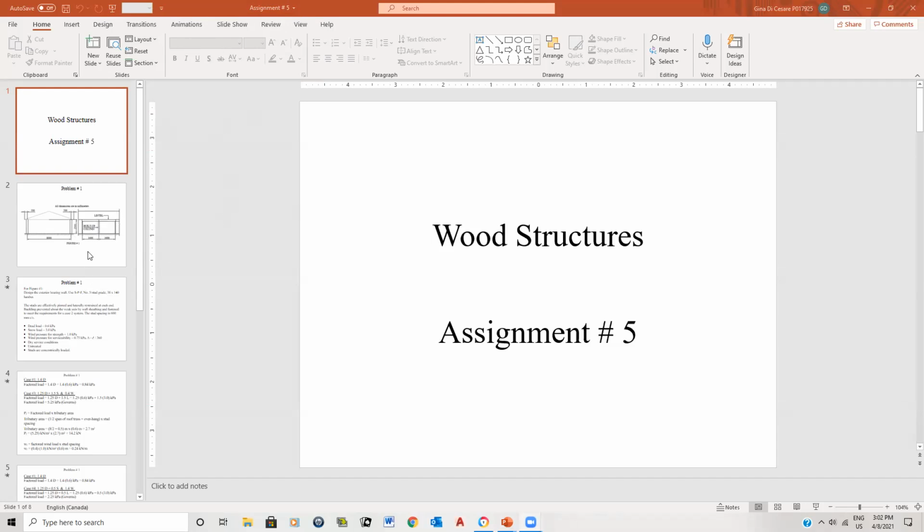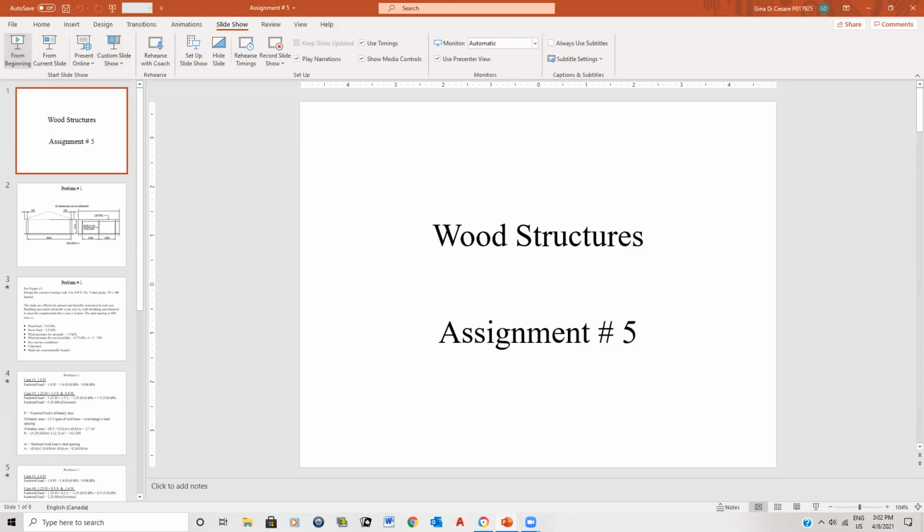And therefore, assignment number 6 will be a continuation of assignment number 5. I simply broke it down into 2 assignments, but on the test, this diagram would apply to 3 questions. So, okay, slideshow from the beginning.